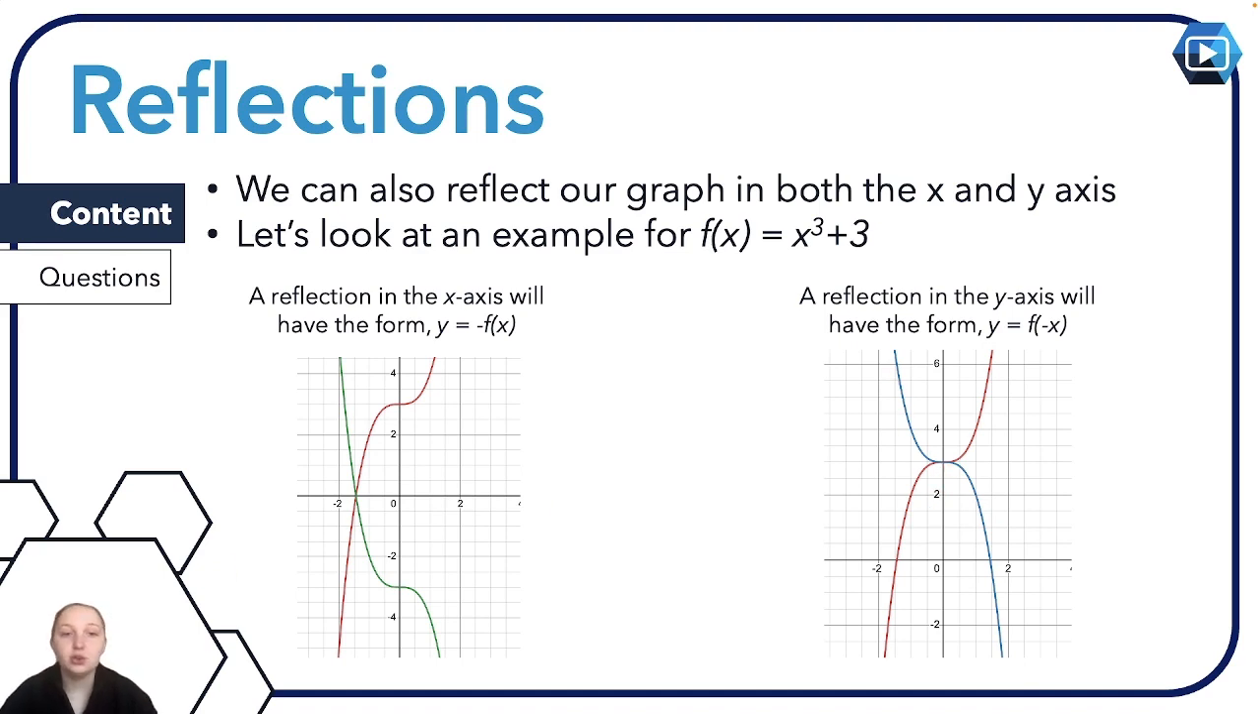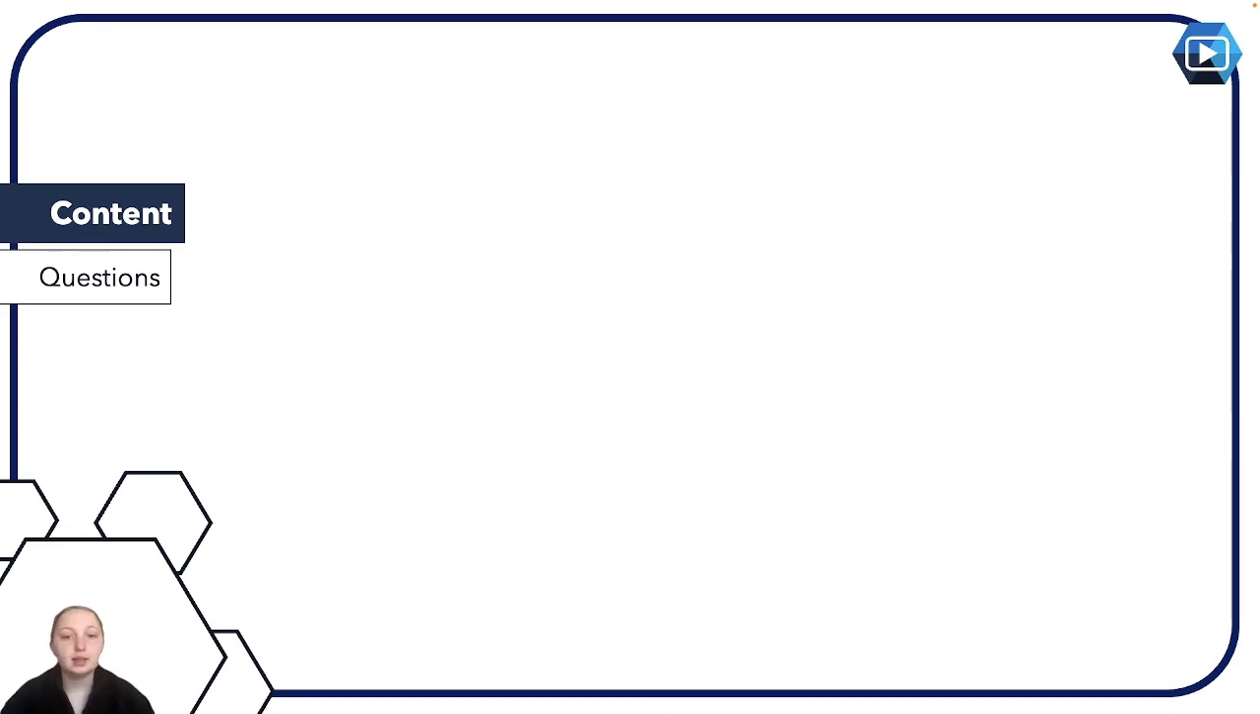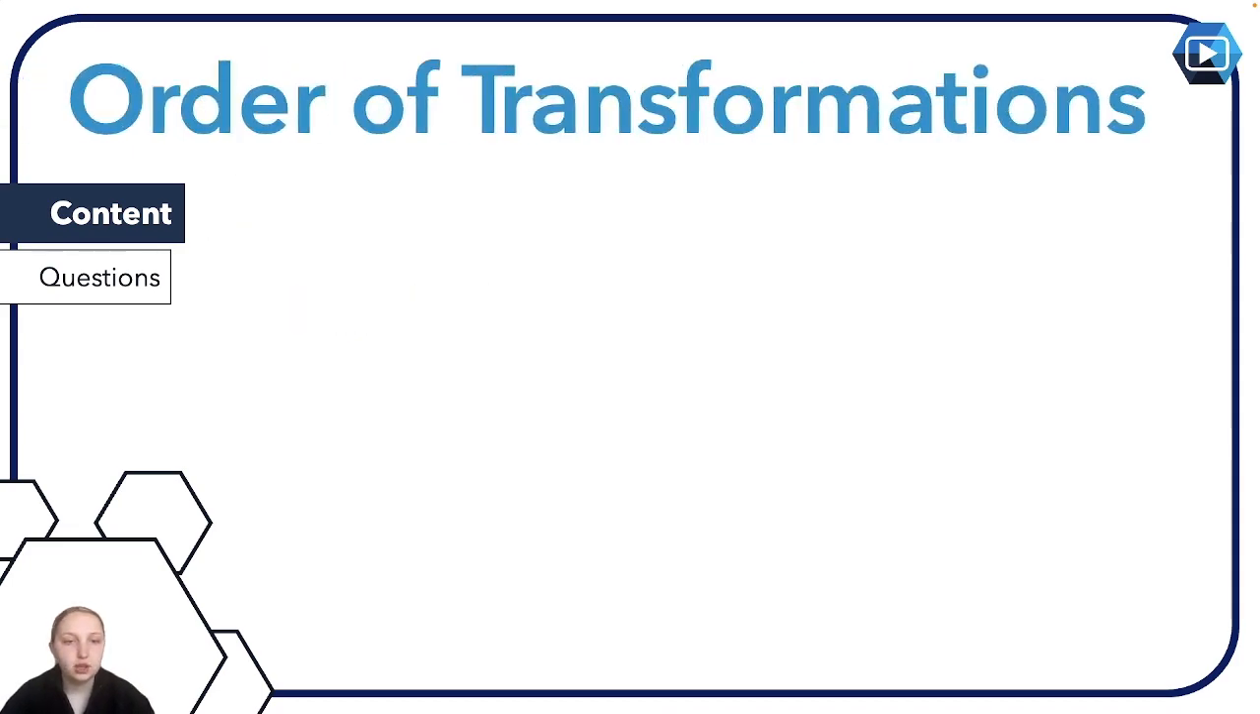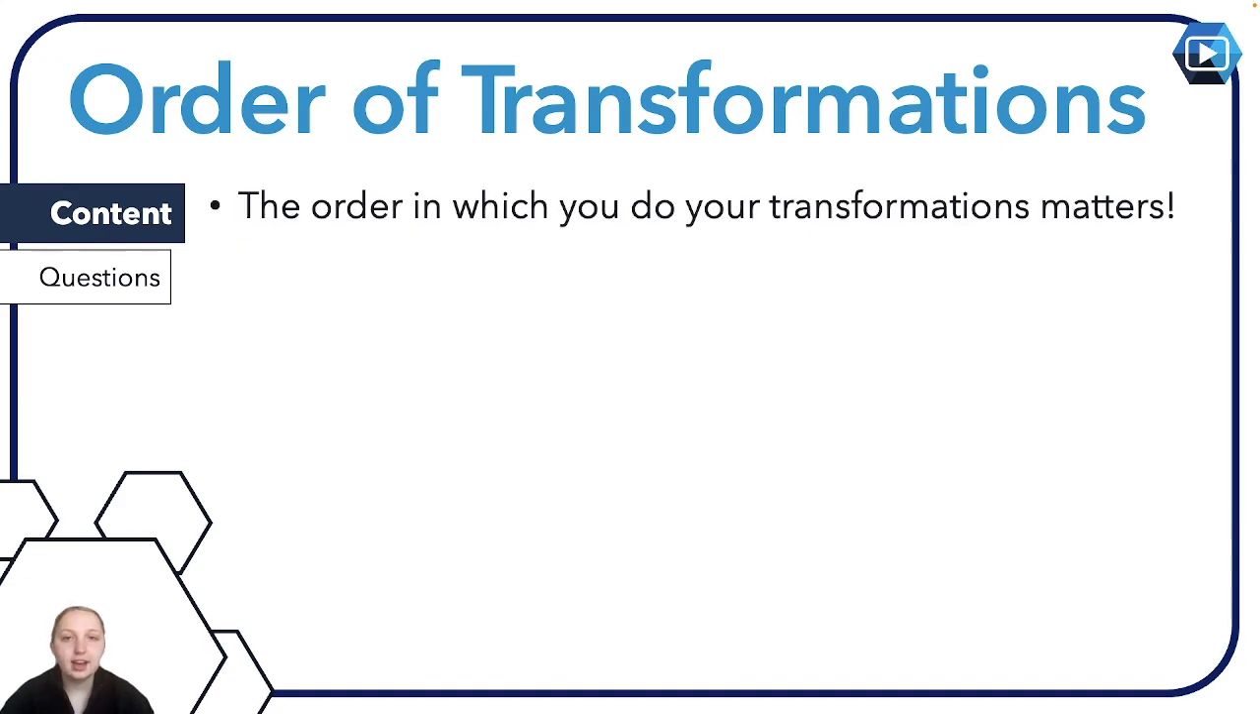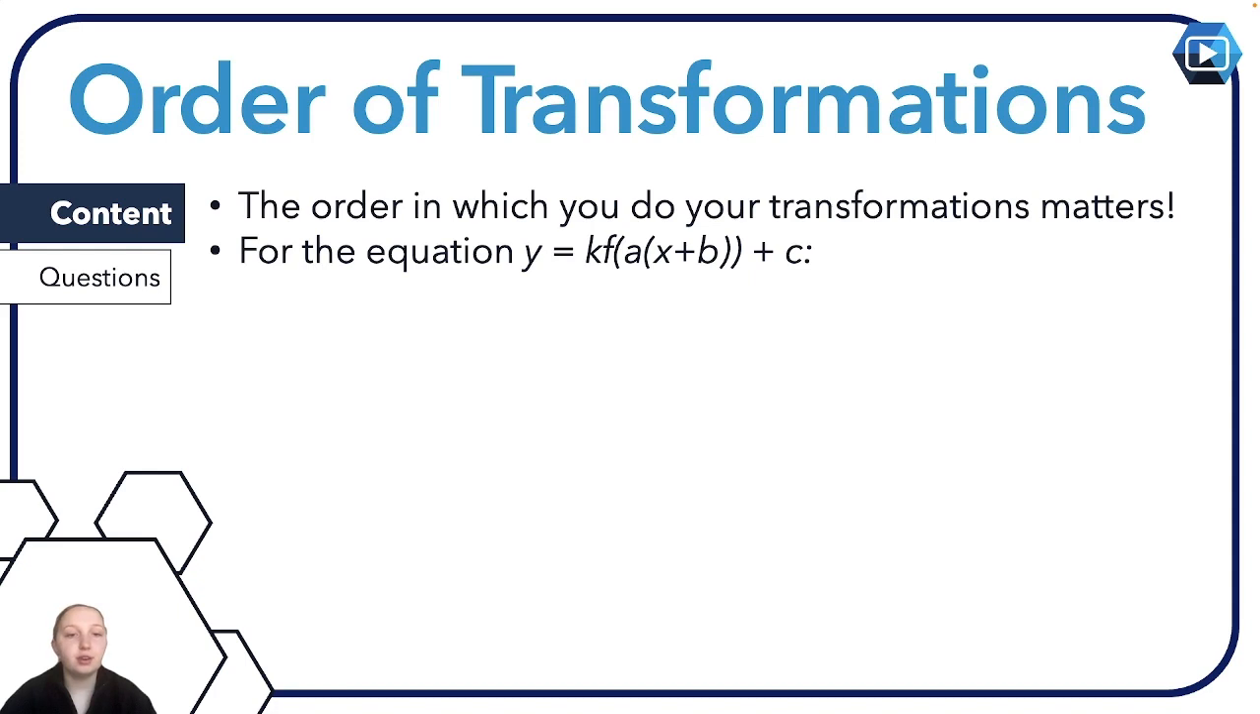It's really important that you know that you're reflecting in the x-axis if you have the equation y equals negative f(x), and you're reflecting in the y-axis if you've got the equation y equals f of negative x. We'll quickly have a look at the importance of the order of transformations. Doing transformations has a really important order, as you may end up with the incorrect graph if you accidentally do this wrong. Looking at the general equation y equals k f(ax plus b) plus c, which includes both horizontal and vertical dilations and translations, the first thing you're going to do is the dilation of a, being this bit here.